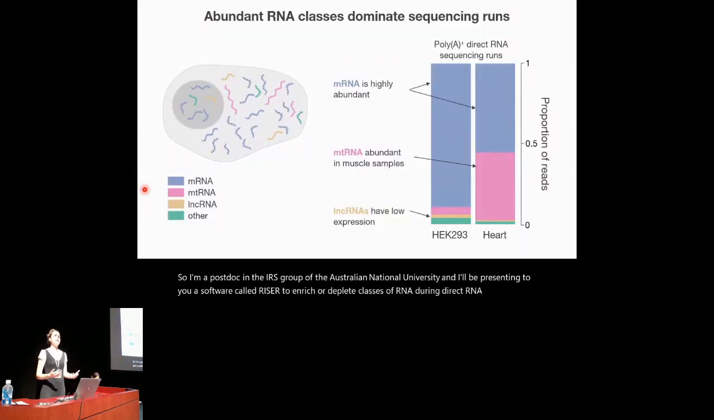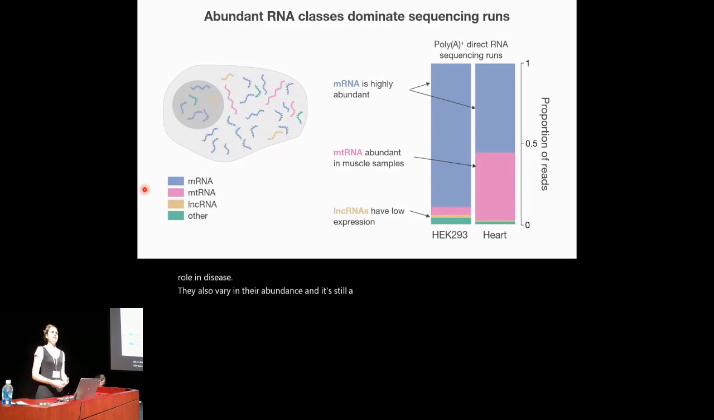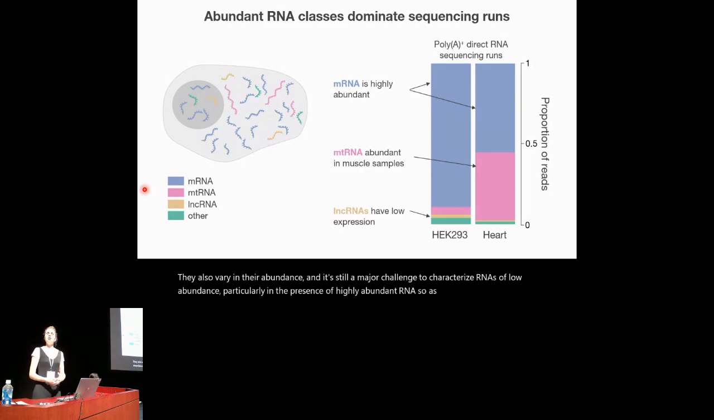Inside cells, there are many different classes of RNA which vary in their structure, function, and role in disease. They also vary in their abundance, and it's still a major challenge to characterise RNAs of low abundance, particularly in the presence of highly abundant RNA. As an example, long non-coding RNAs typically have a low but highly tissue-specific expression pattern, and this can be obscured in RNA measurements by messenger RNA and other highly abundant classes.